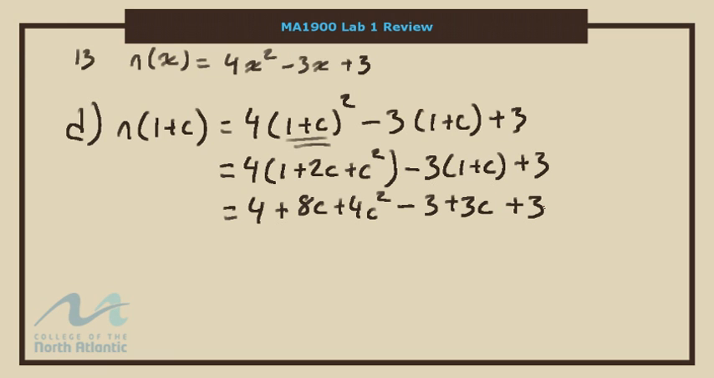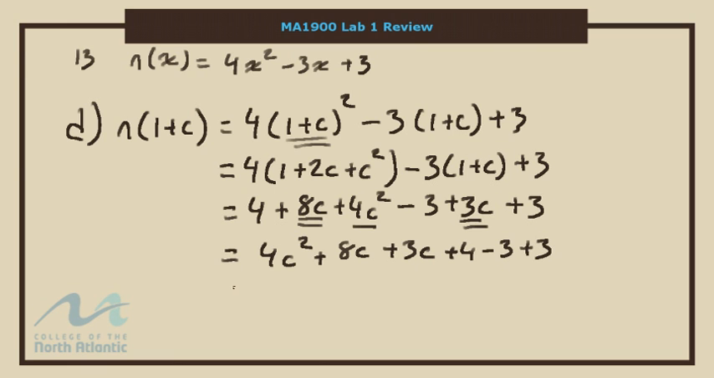Again, I'm going to combine my like terms. I'm going to start with the c squared one, which equals 4c squared. Now I'm going to do just the ones that have a c in it, plus 8c minus 3c, plus 4 minus 3 plus 3. And now that's going to give me 4c squared plus 5c. These two are going to cancel each other out, plus 4. And that's going to be my answer.